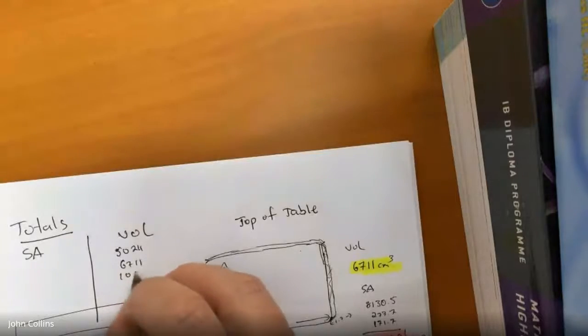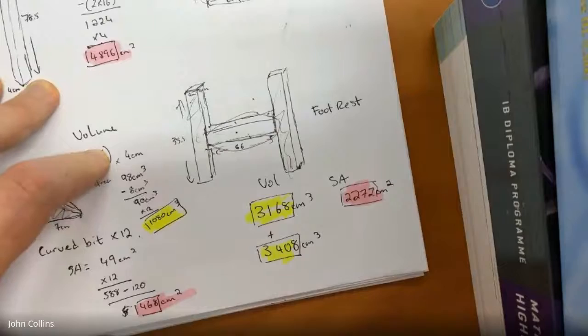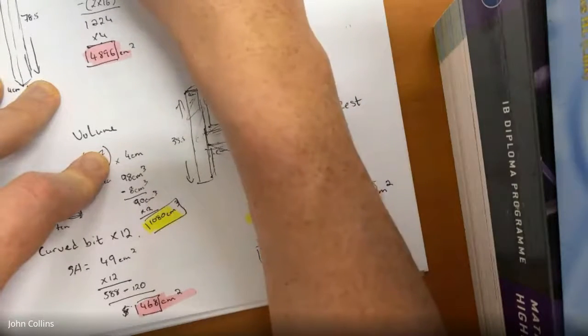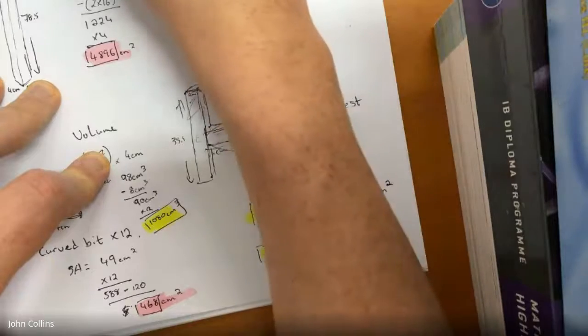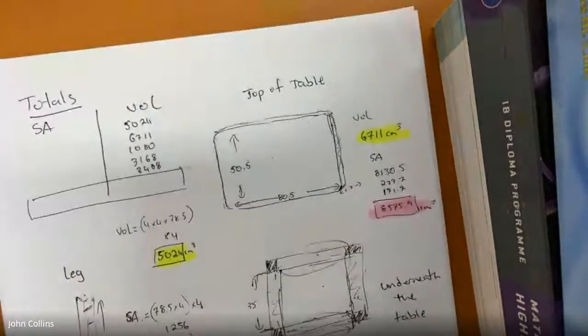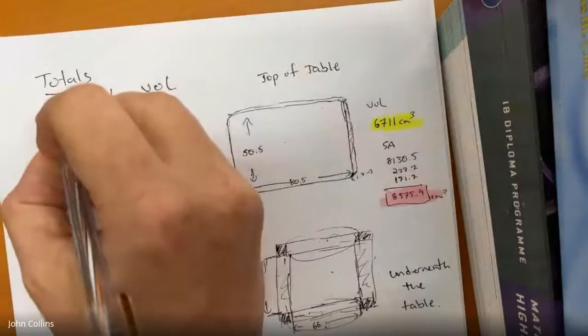1080. And 2 volumes here, 3168. 3408. Okay, there are my volumes all there. Surface areas, I'll do the same.